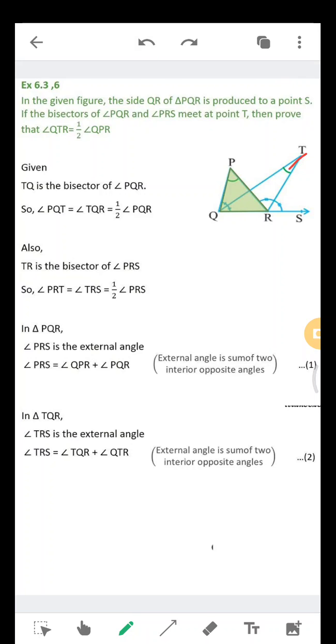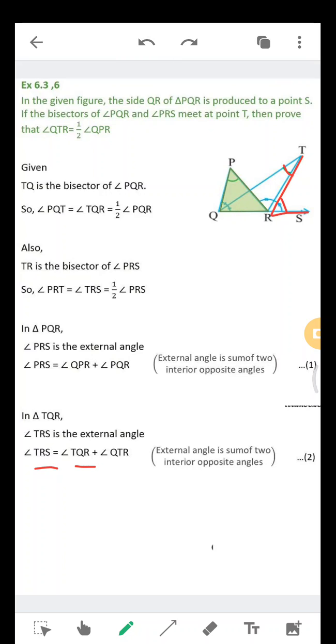In this triangle TQR, what is the exterior angle? TRS. For triangle TQR, the exterior angle is TRS, and this will be equal to the sum of interior opposite angles, that is QTR plus TQR. So in triangle TQR, TRS is equal to TQR, meaning this angle, and QTR, meaning the other angle.